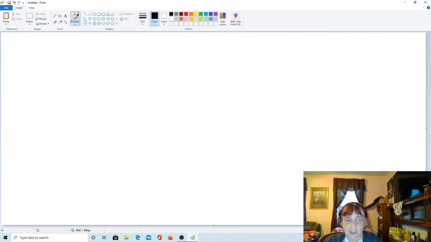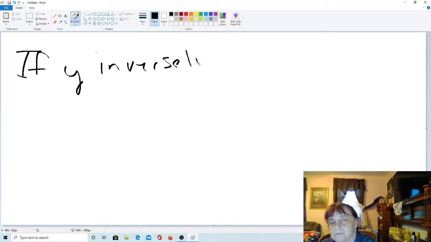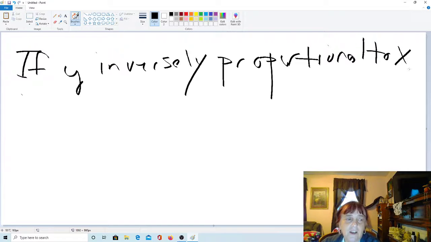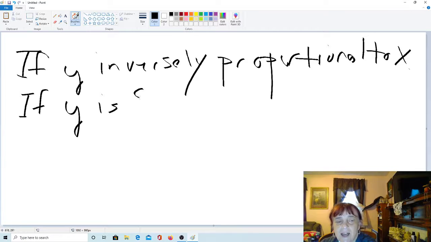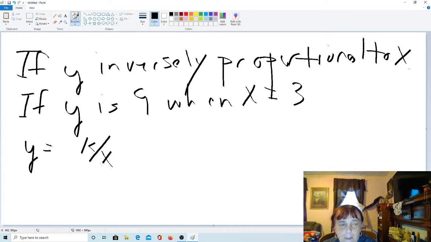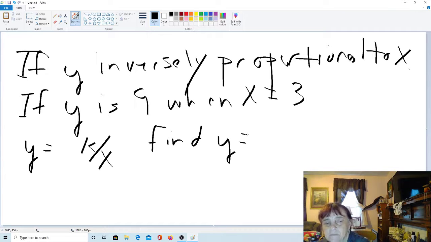Okay, so what if y is inversely proportional to x? If y is inversely proportional to x, and if y is 9 when x is 3, so y is k over x. So find y when x equals 2.